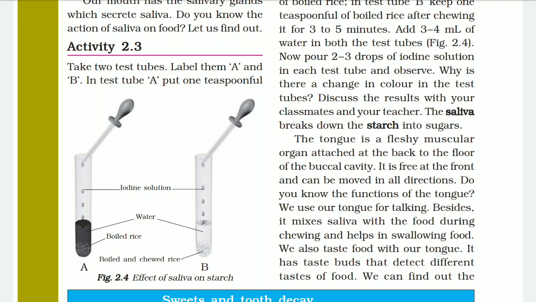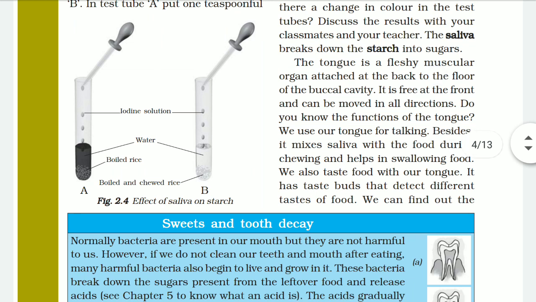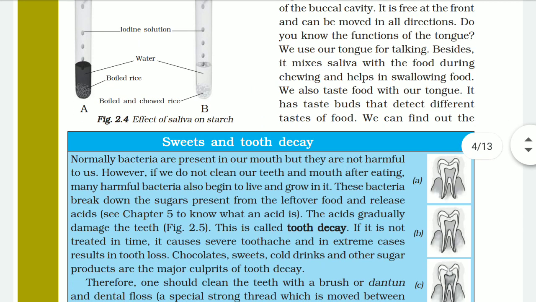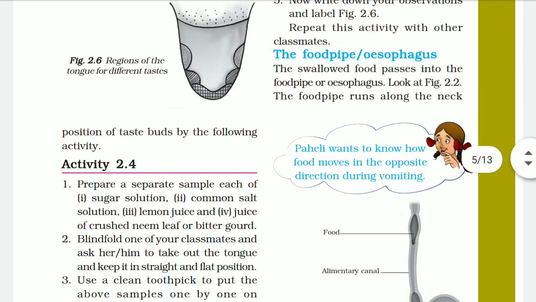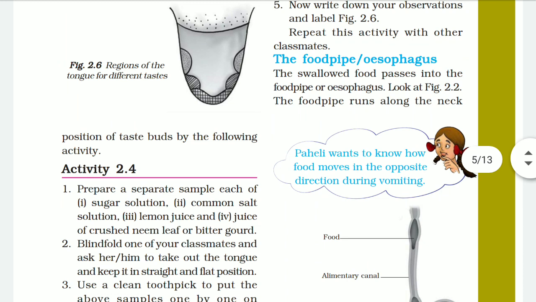We use our tongue for talking. Besides, it mixes saliva with the food during chewing and helps in swallowing the food. We also taste food with our tongue. It has taste buds that detect the different tastes of food. We can find out the position of the taste buds by the following activities. So you can just do the activities and see which part you feel sweetness, sourness, or the lemon taste, right?